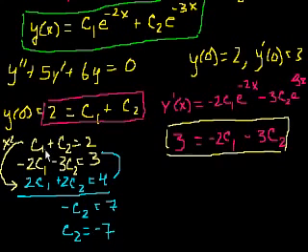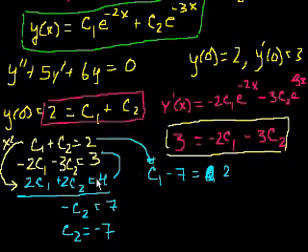And now we can substitute back in here. We have c1 plus c2. I'm already confusing myself. My brain was getting ahead of myself. C1 plus c2, that's -7, is equal to 2, right? I'm just substituting back into this equation, not the differential equation. It's just a simple linear equation. And then we get C1 is equal to 9.